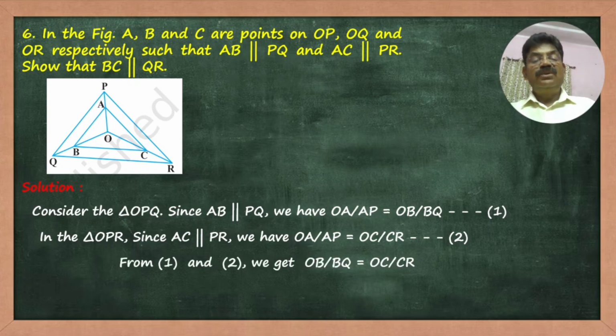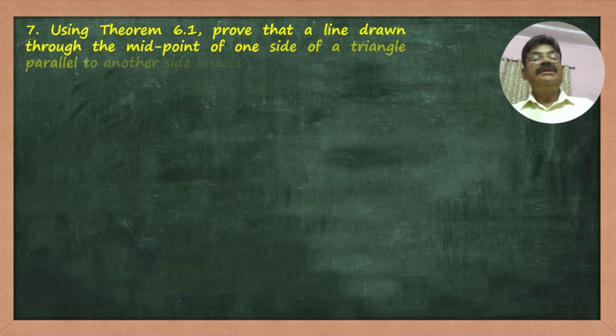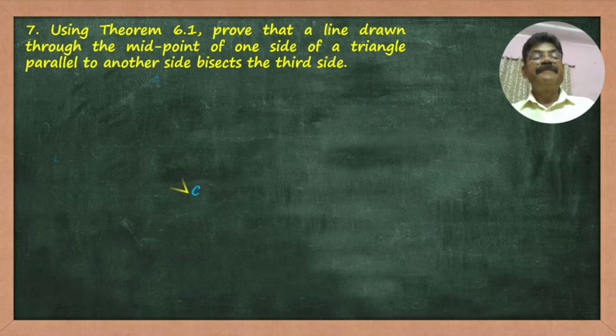From equation 1 and 2, we get OB divided by BQ is equal to OC divided by CR. Therefore, when you apply theorem 6.2, you get BC is parallel to QR. Number 7. Using theorem 6.1, prove that a line drawn through the midpoint of one side of a triangle parallel to another side bisects the third side.